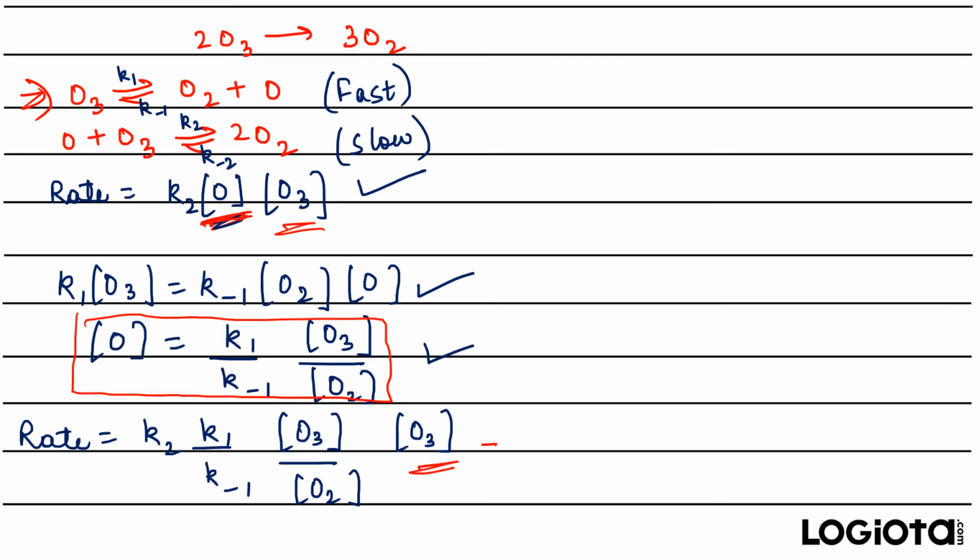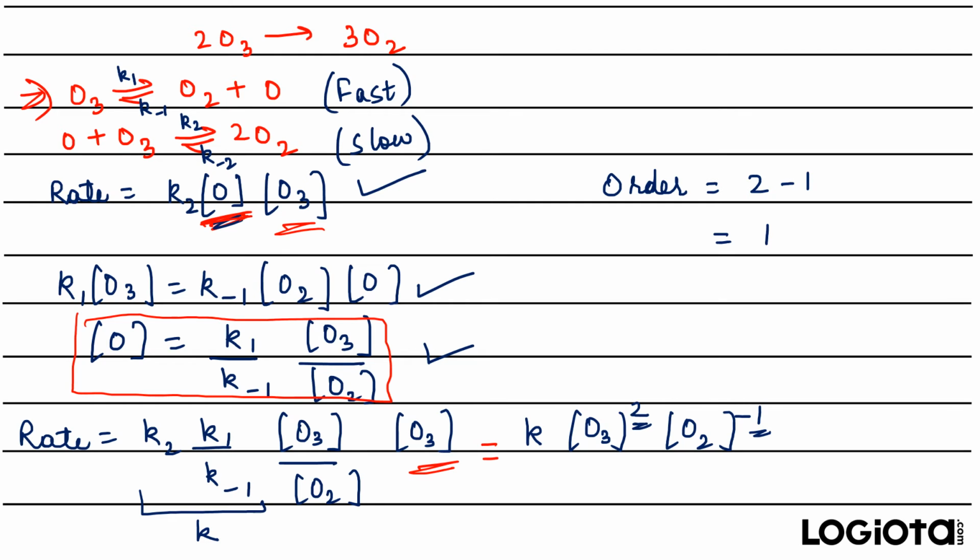So we will solve this and we will write the whole of this as small k. So this can be written as small k O3 square O2 raised to power minus 1. So this is the rate law for this reaction. And if we want to calculate the order for this reaction, the order will be equal to 2 minus 1, that is equal to 1. So this is the order of this reaction and this is the rate law.